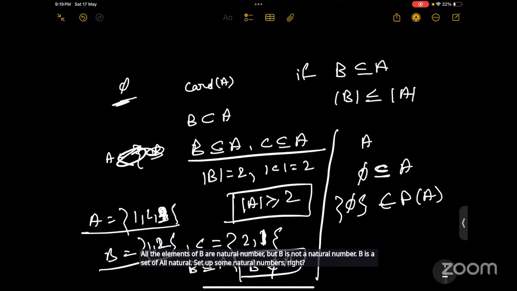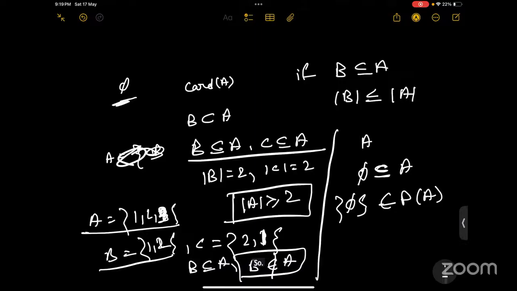B is a set of some natural numbers, right? Okay. Set means what? Some well-defined collection, right? Yeah. Here the elements are natural numbers, but B is not a natural number. Phi is not a natural number. You cannot push them to be an element of the set. Okay. That is what we need, the well-defined word, right?